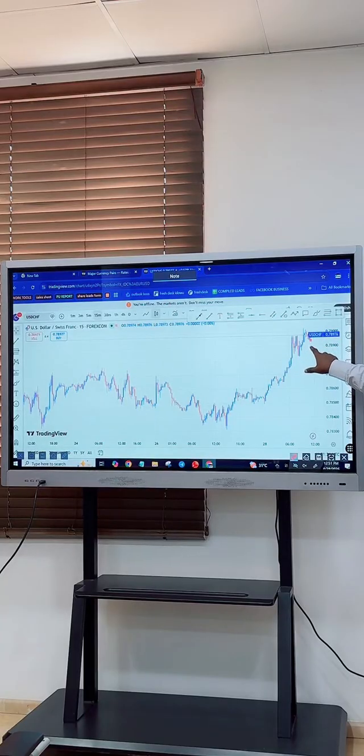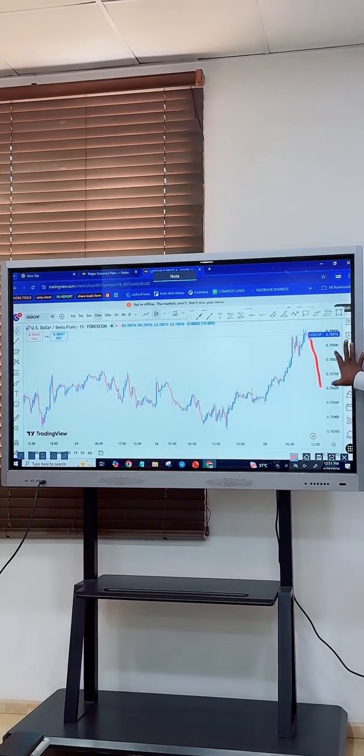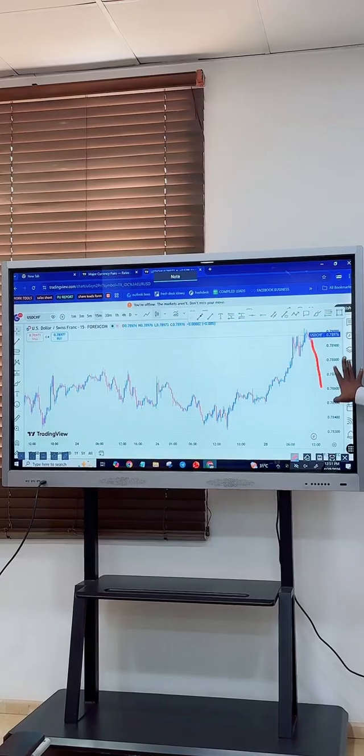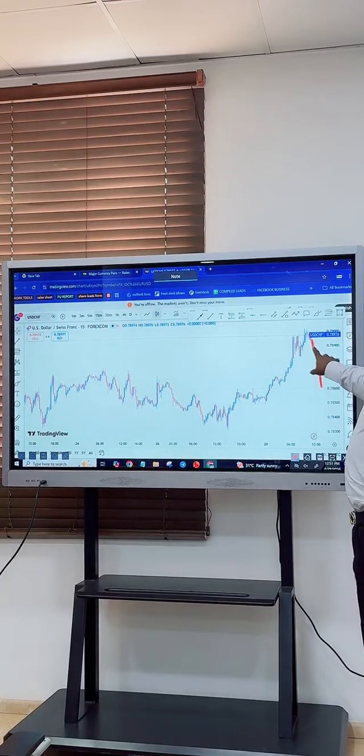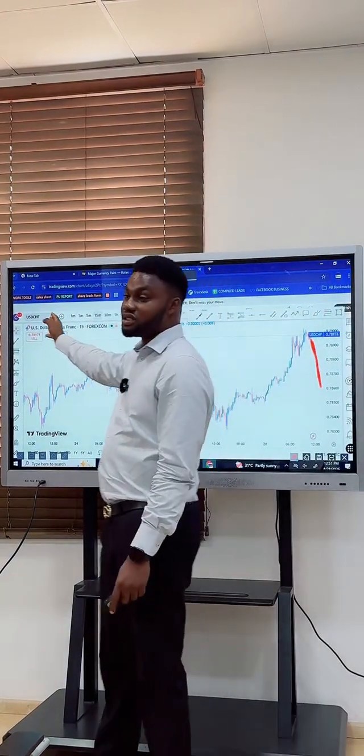Now, if this goes down now, you see that it is going down. We are coming down here. The price is reducing here. But what we are doing is that when we are selling here, what we are buying is the other currency.